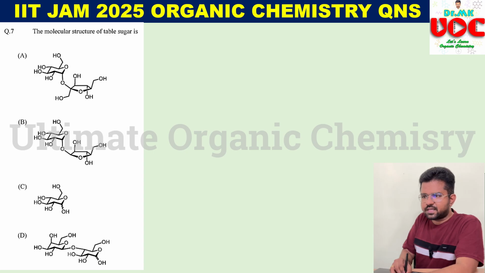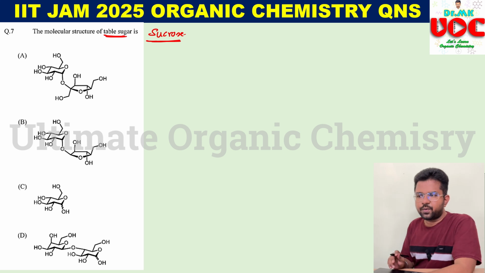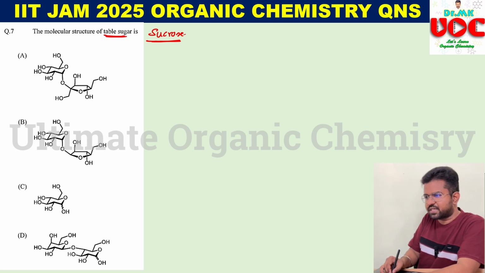The first question is: the molecular structure of table sugar is. Table sugar is nothing but sucrose, and you need to find out the structure of sucrose. I used to advise my students not to follow the sucrose structure given in the normal textbooks. In Advanced Organic Chemistry by Bahl and Bahl, the proper structure of sucrose is given, so just try to follow that. Now I'm writing the structure of sucrose here.